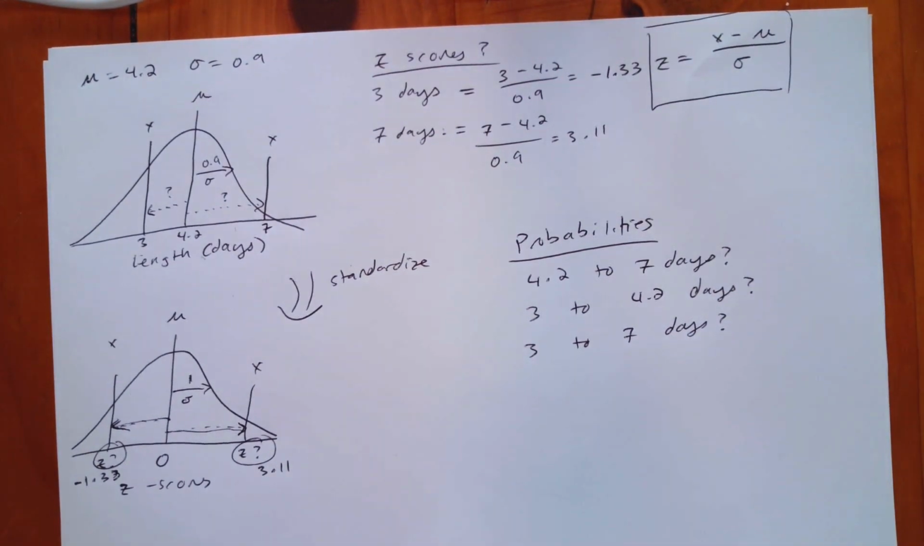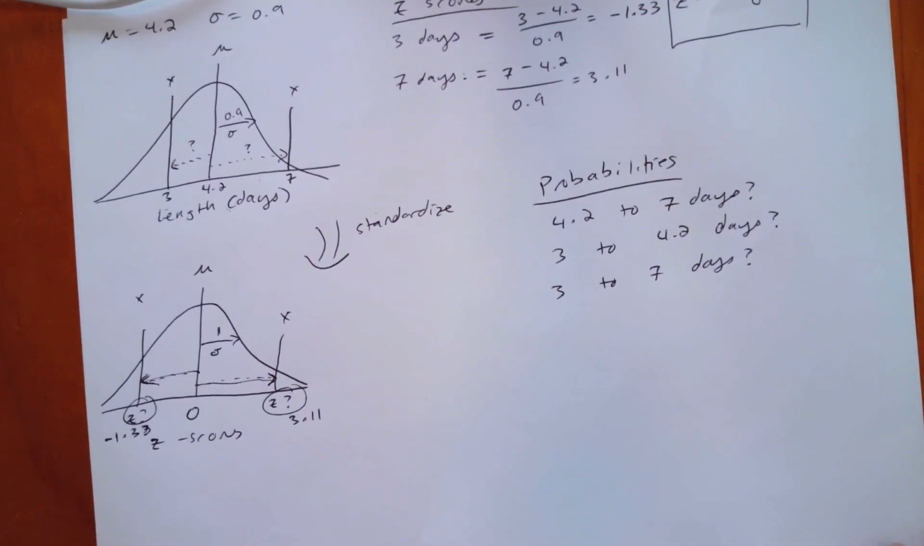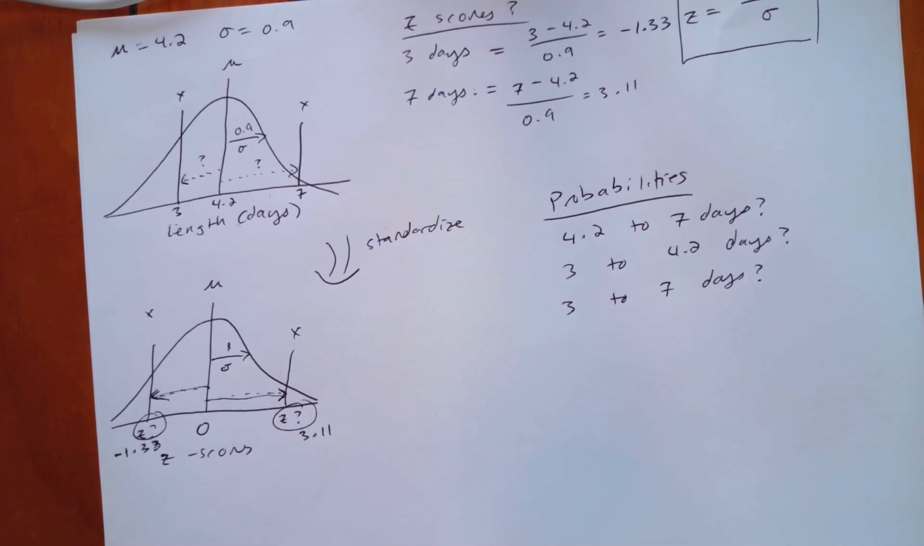So what are the probabilities that, in this court, where this is how trial lengths are distributed, a trial is going to last between 4.2 and 7 days, that it's going to last between 3 and 4.2 days, or that it's going to last between 3 and 7 days? And to answer this question, we're going to use the area under the curve. So you remember from last week, we could find the probabilities of getting outcomes within 1, 2, and 3 standard deviations away from the mean by looking at the area under the curve within 1, 2, and 3 standard deviations of the mean.